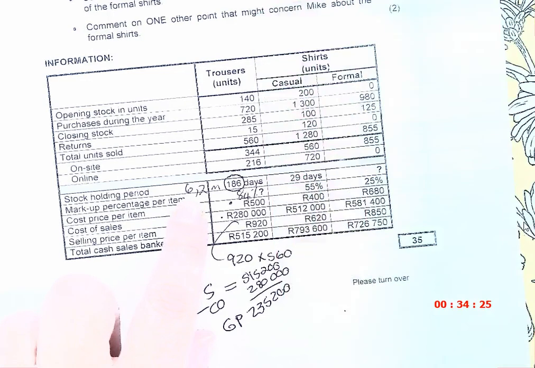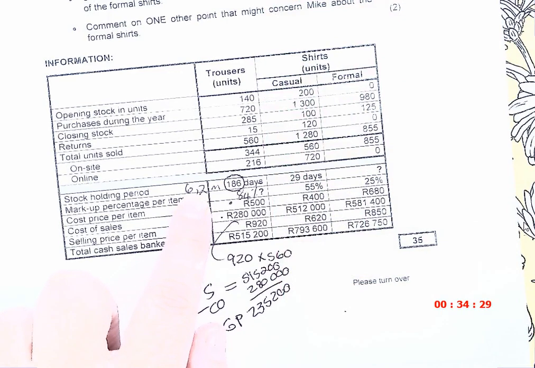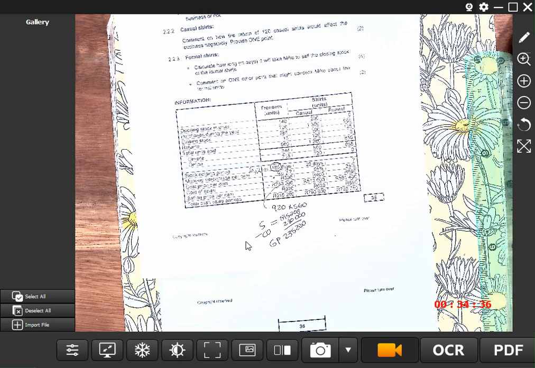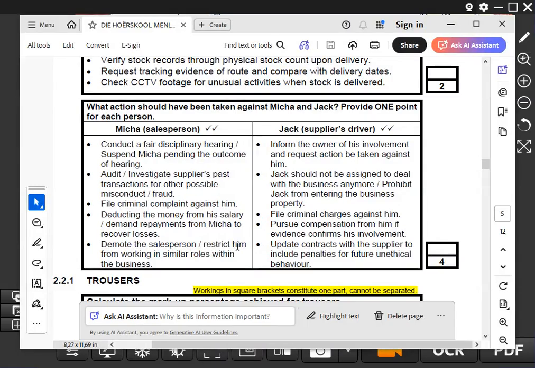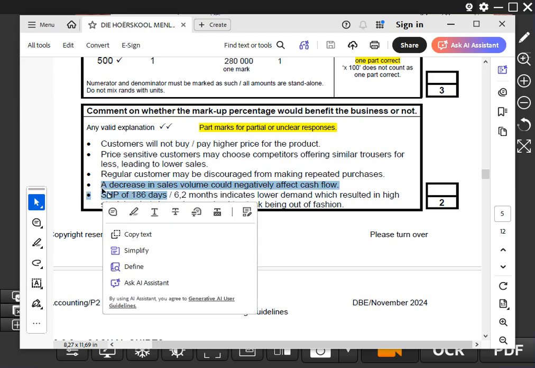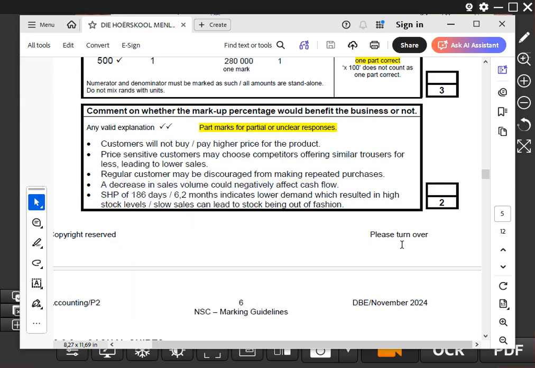Okay. So I will not think it's going to benefit them because they've got too much stock on hand, meaning the stock they have is not selling. I might be wrong. I might be right. Let's look what they think because they are more clever than me. Customers will not buy. Okay. Price sensitive customers may choose competitors. So can you see there they talk about what I was saying? About it's too long, the stock holding is too long.